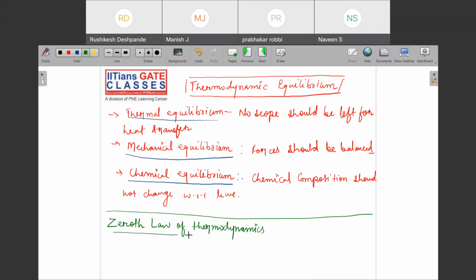See, one thing is, why zeroth, then first, second? Why not first, second, and third? Very simple. Earlier we had the first and second law of thermodynamics, and later on this zeroth law of thermodynamics came. This law is associated with temperature measurement. So in short, we can write that this law is the basis for temperature measurement.